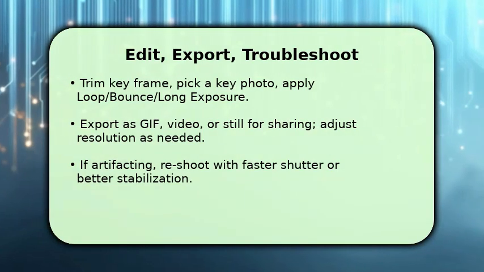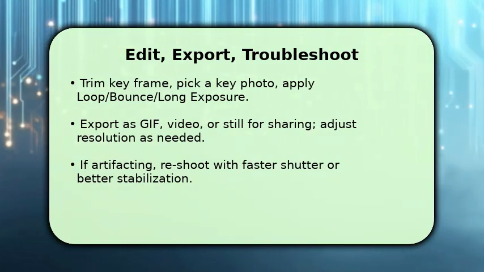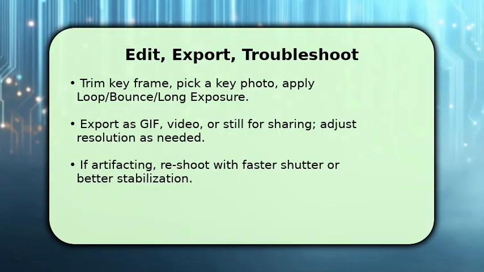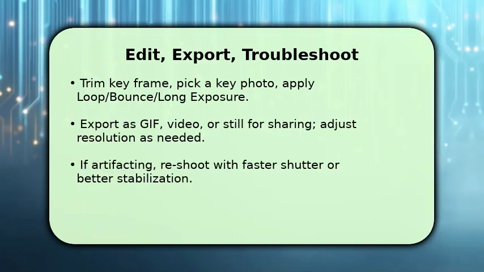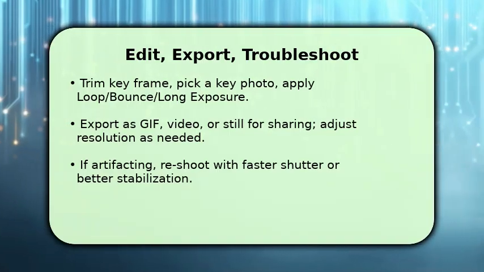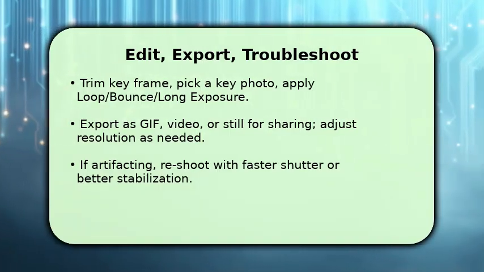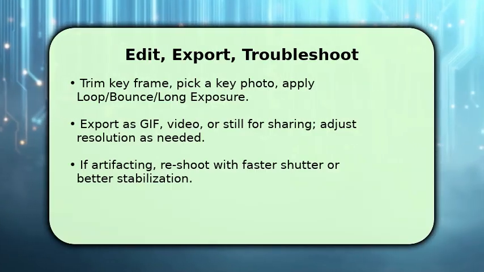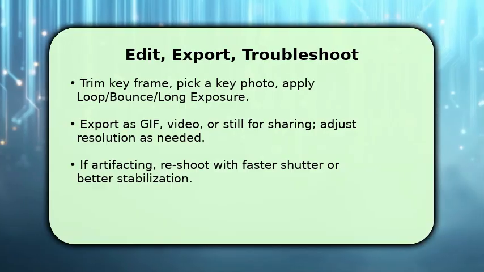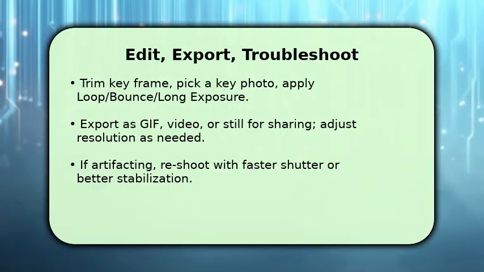Finish by editing the live photo. Press Edit, choose a key photo, and trim unwanted frames so the motion starts at the right moment. Once trimmed, you can apply loop, bounce, or long exposure to emphasize motion, then export as GIF or video for easy sharing. Make sure export settings preserve resolution.